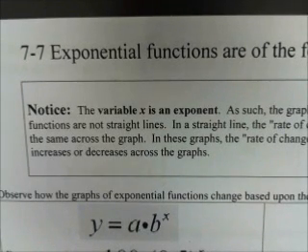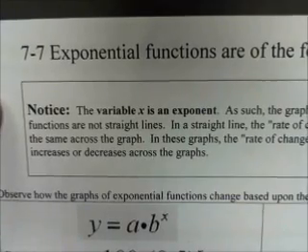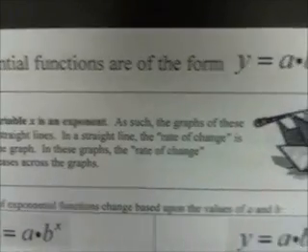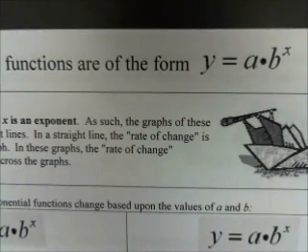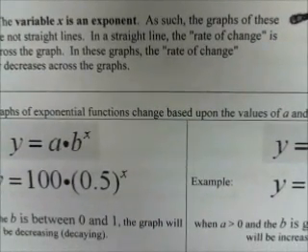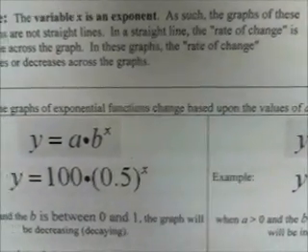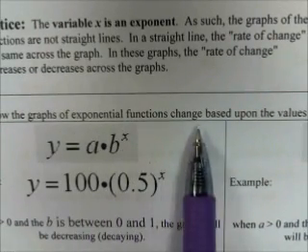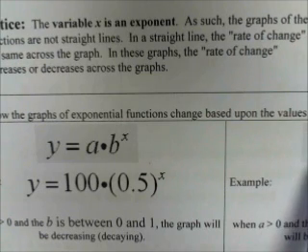Today we're on page 10 of the Chapter 7 notes, section 7.7. Exponential functions are of the form y equals a times b to the x. Notice that the variable x is in the exponent. We're going to look at two graphs that are modeled on page 10 of the notes here. It says, observe how the graphs of exponential functions change based upon the values of a and b.